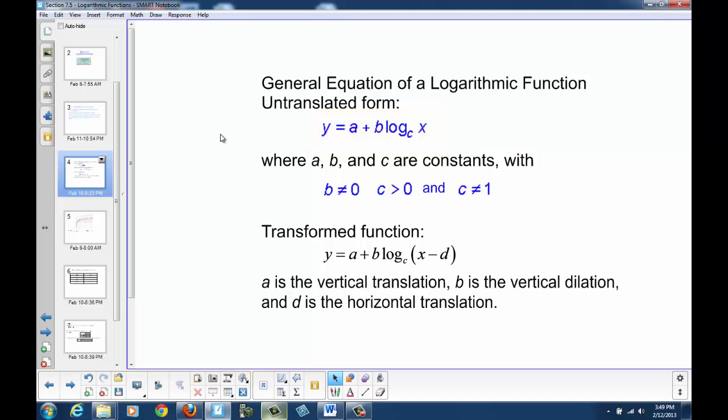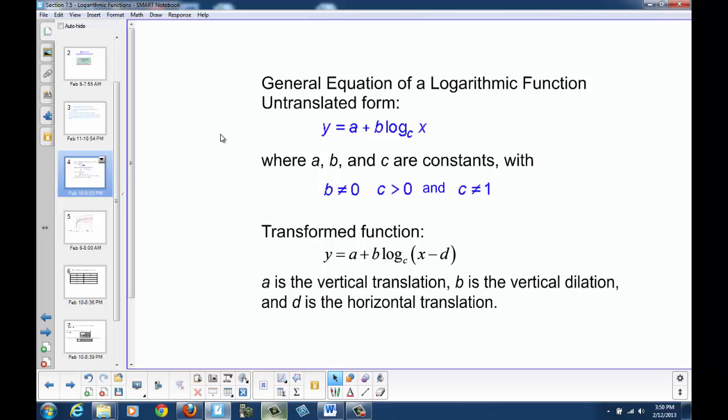B can't be equal to 0, because then you would just have y equals a. C has to be greater than 0. To raise something to a power over particular values of x, we need to use positive bases. C can't be equal to 1. A base of 1 would result in a constant value of y equals 1.